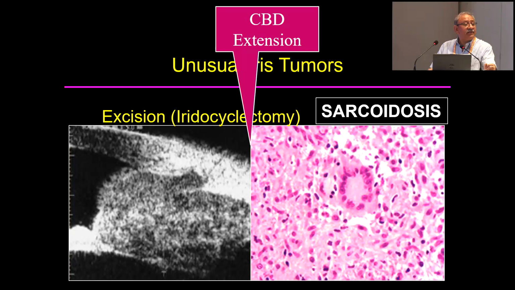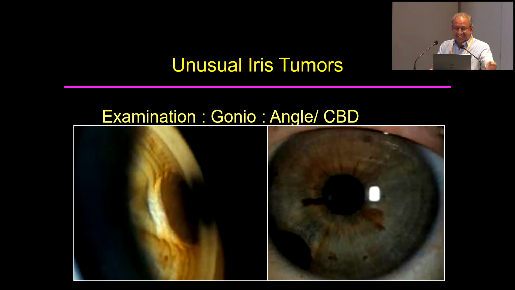So this was sarcoid granuloma in a patient who has nothing else going on. No KPs, no iritis, no known sarcoidosis. So there you go. I said, no idea what it is. When you remove it, you figure it out. And that's the motto of this lecture. You don't know what it is.